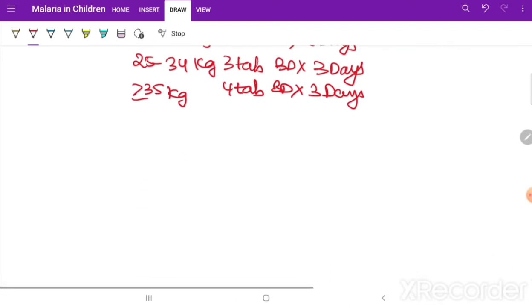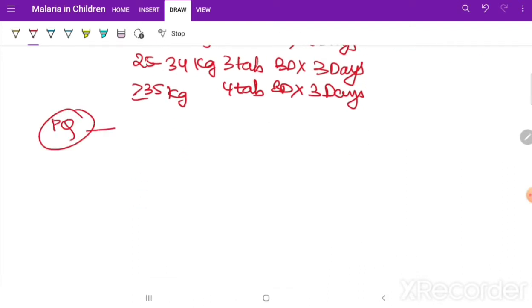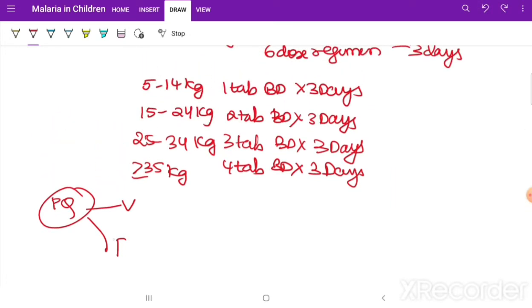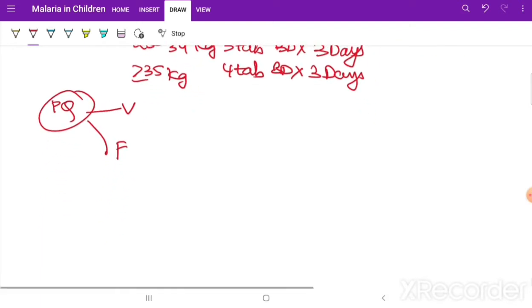Along with this, same way you should give primaquine. How to give it for Vivax and how to give it for falciparum I've already explained. What you need to remember is this should be given along with fatty food like milk. Okay, it's better for absorption. Okay, done. Second one done. Now number 3.